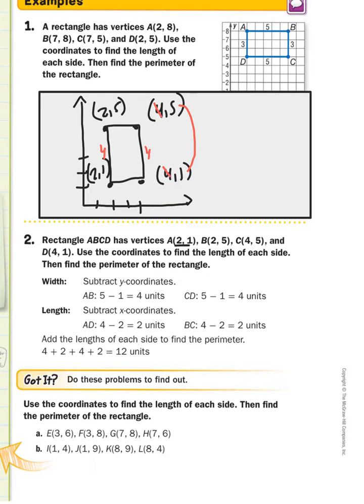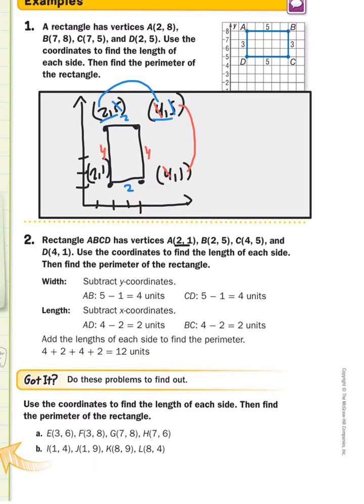Now I'm going to do the same with the top, but I'll switch to blue this time. So I'm looking at 2, 5, 4, 5. Ignore the coordinates that are the same, and subtract the ones that are different. So 4 minus 2 is 2. That means this is 2, and so is this.